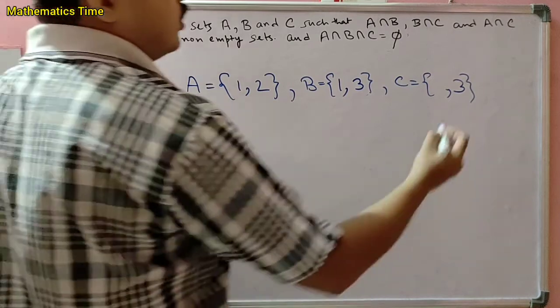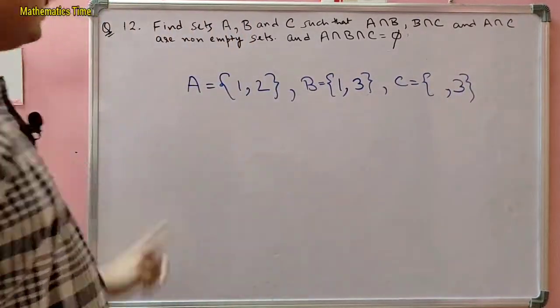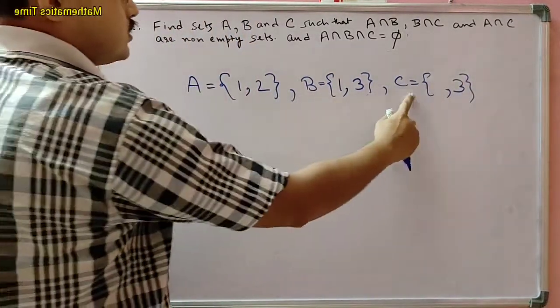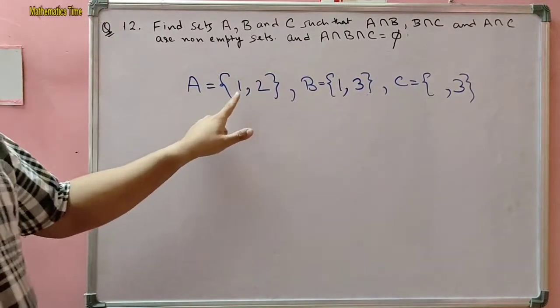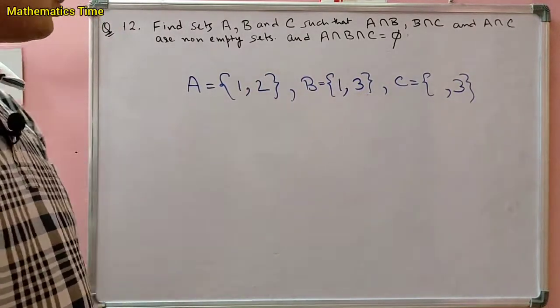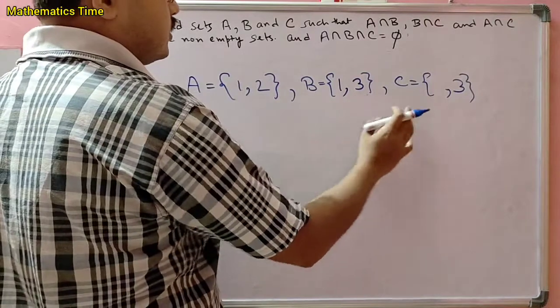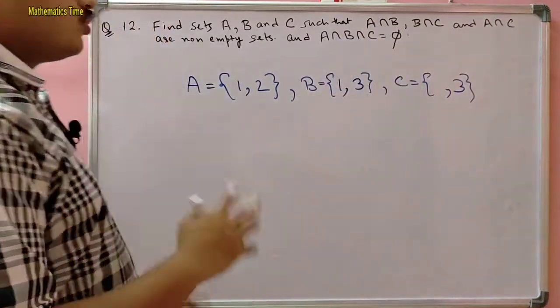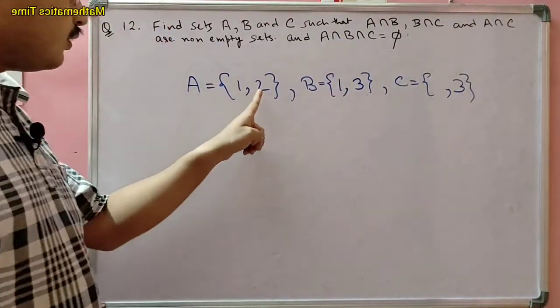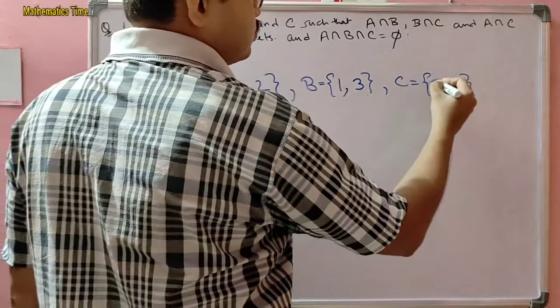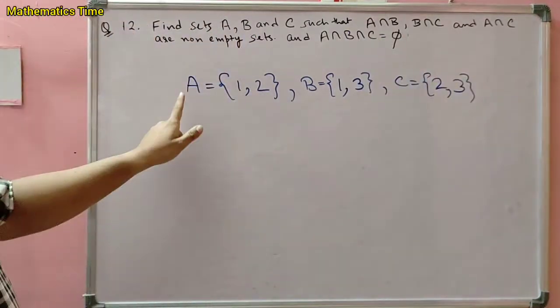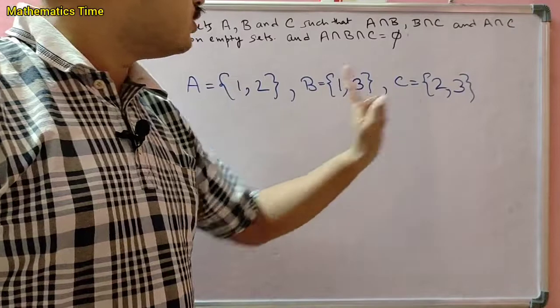Now we have to make A intersection C a non-empty set. We can't use 1, because if we use 1 in C, A intersection B intersection C will be 1, so we have to avoid that. The remaining element is 2, so we are using 2 here. There is a common element between A and C, that is 2.